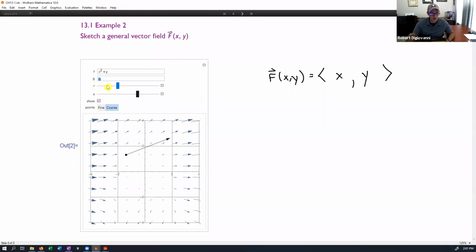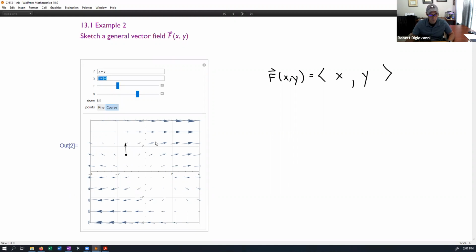What if instead of y, I do sine of y? Nothing says we can't have a trig function. Let's take the x squared off, just make it x. Okay, so a vector field can be anything. It doesn't have to be nice little x, y, or negative x plus y. It can be trig functions, exponential functions. Doesn't matter, as long as for each point on the plane or in the domain, there is a vector assigned to each point. That's what makes a vector field.